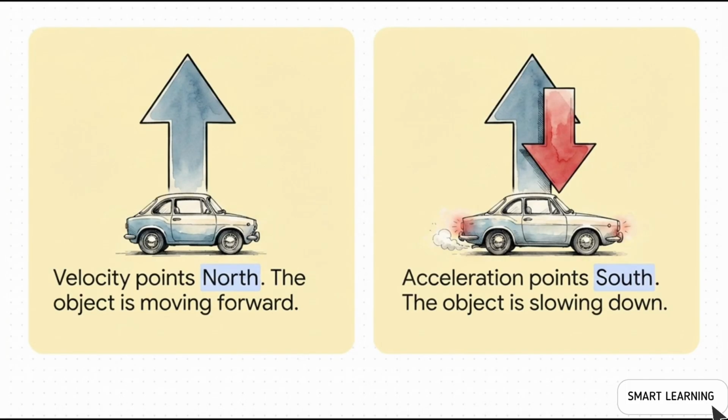Yes, anytime an object is moving north but is slowing down. Think about driving your car north towards a red light and you hit the brakes. Your velocity is still taking you north, you're physically moving that way, but your acceleration vector is pointing south, acting against your motion to reduce your speed. Acceleration pointing in the opposite direction of your velocity just means you're decelerating.